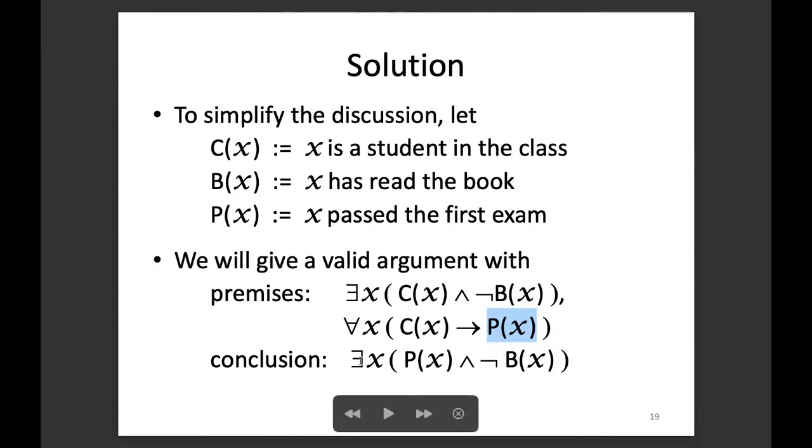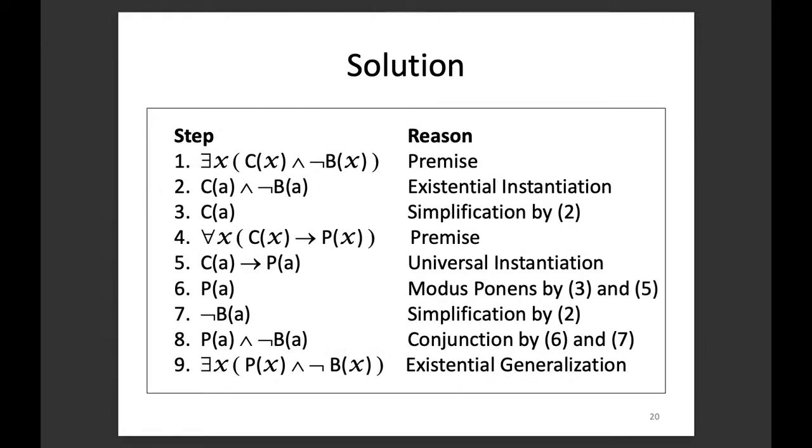And then we hope to get this as our conclusion. It says that there exists someone who has passed the exam and has not read the book at the same time. So how can we do this? Okay, so let's see. The first one is there exists x, Cx and not Bx. It is our premise, so we can write it down safely because it is true as a premise. And now, using 1, we can apply existential instantiation. Because there exists some x that makes this true, let us just find such an x. Let's call this x a. So Ca and not Ba for some particular a.